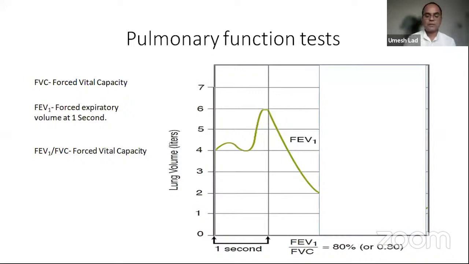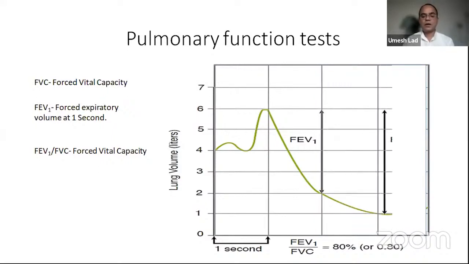Okay, so expiratory effort should be minimum 6 seconds, and when you do it for another 6 seconds, the remaining 10 to 15% will be exhaled, and it will give a graph or a plateau like this. Okay, so what we got? We got an FEV1, we got an FVC.